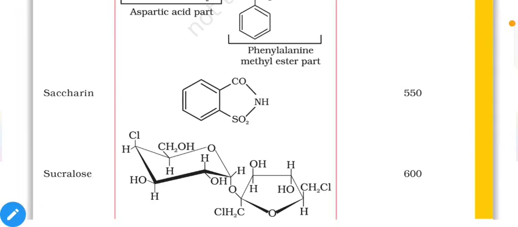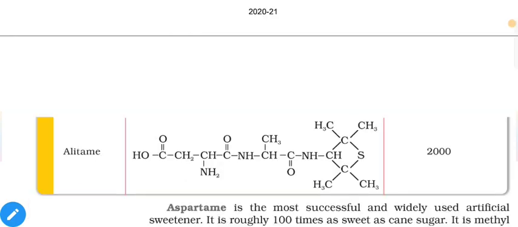Similarly, second we have saccharin. As we discussed, 550 grams of cane sugar is equal to 1 gram of saccharin. Then we have sucralose, which is 600 times sweeter than cane sugar. And then we have alitame, which is 2000 times sweeter than cane sugar. That means 2 kilograms of cane sugar gives equal sweetening as 1 gram of alitame.